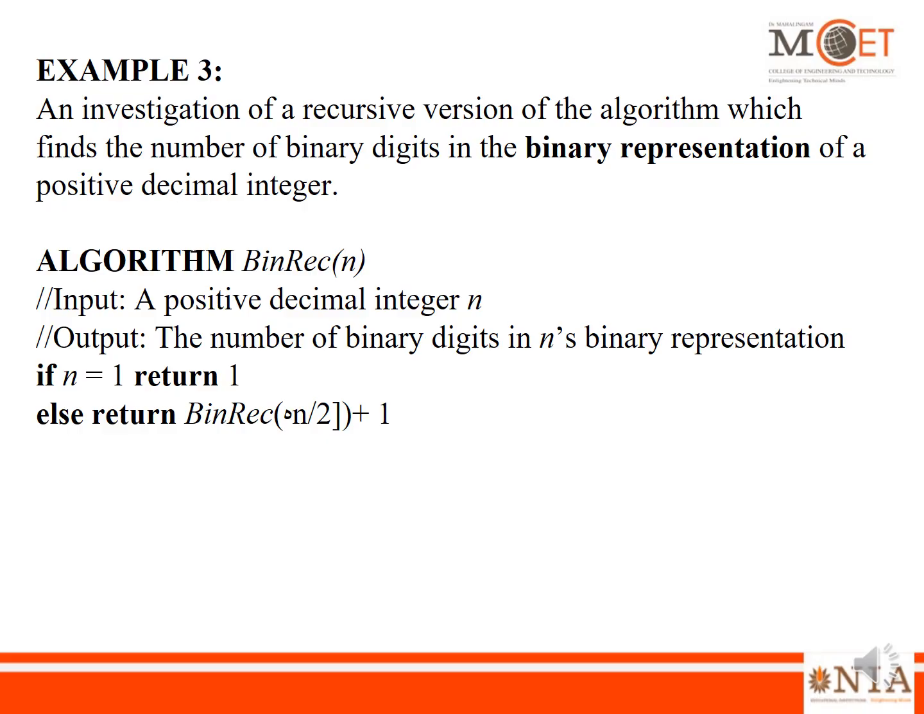The next example, binary representation. So the recursive idea is simple. Continuously divide the number by 2. Each recursive call removes one binary digit. When the number becomes 1, the recursion stops.